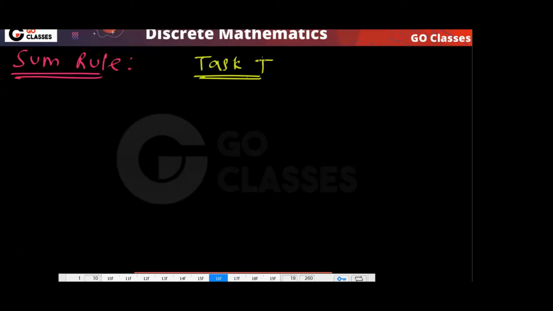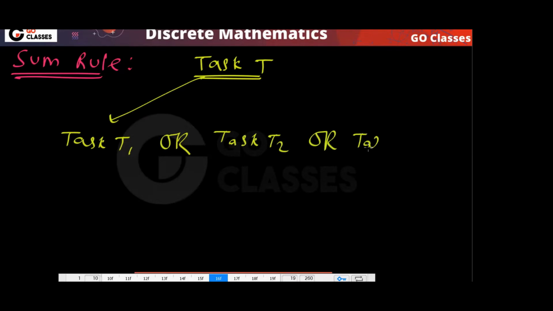So let me tell you what this summation rule is. It is a very simple, basic rule. It says that if you have a main task T that you want to do, then to complete this task, either you can complete task T1, or you can complete task T2, or you can complete task T3.